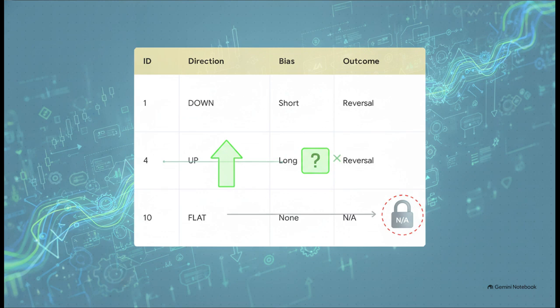Conversely, check out the mechanics of gap ID 10. The direction going into the gap was strictly flat. Well, because of our established rules, a flat trajectory results in no hypothesis bias at all, and therefore the outcome is permanently locked in as NA. The logic here is entirely mechanical. It doesn't care about your feelings, and it was defined long before the outcome was ever measured.